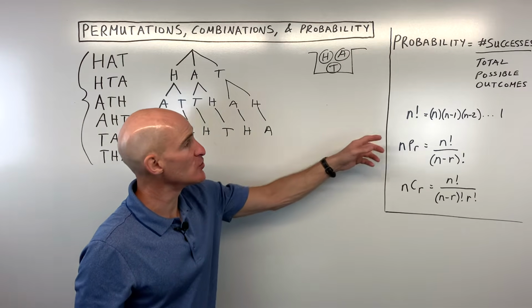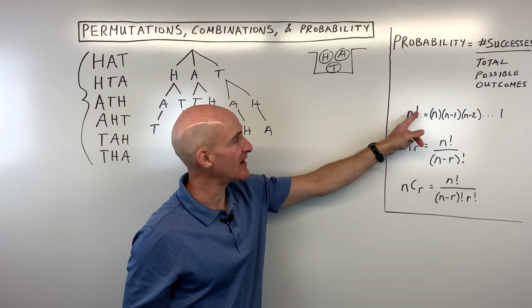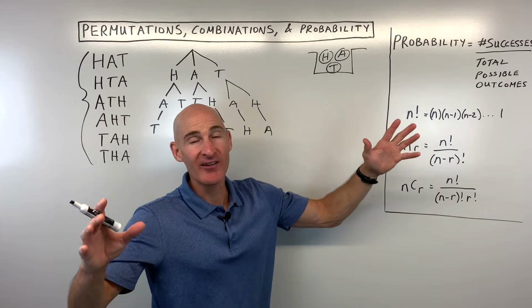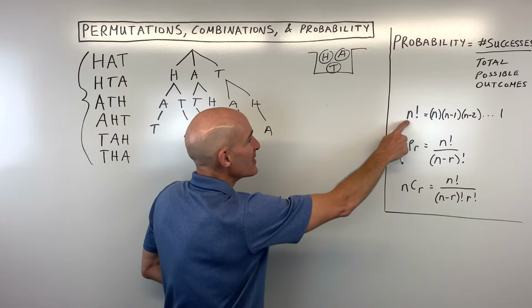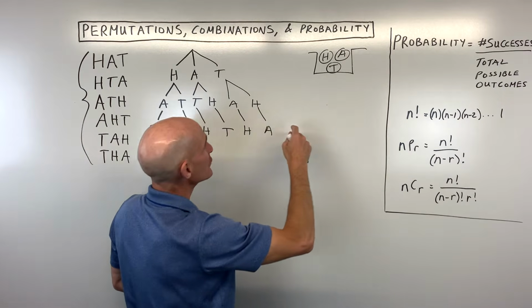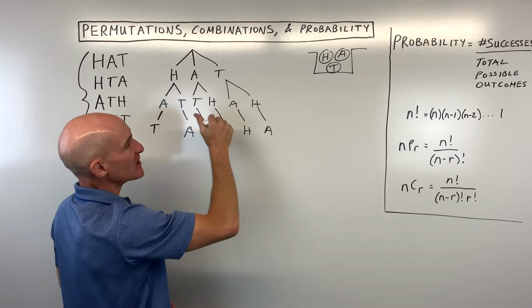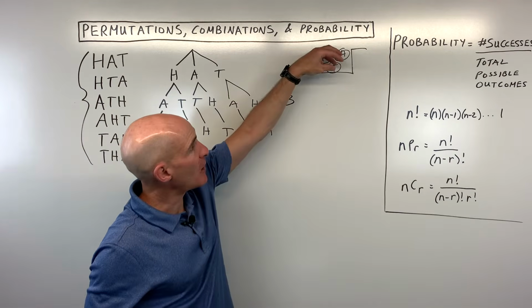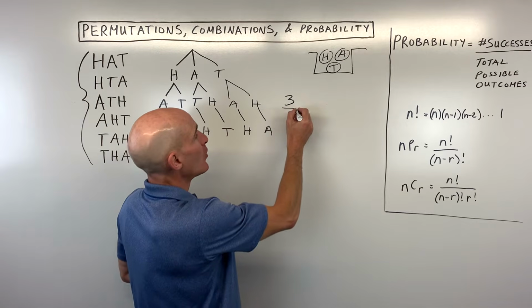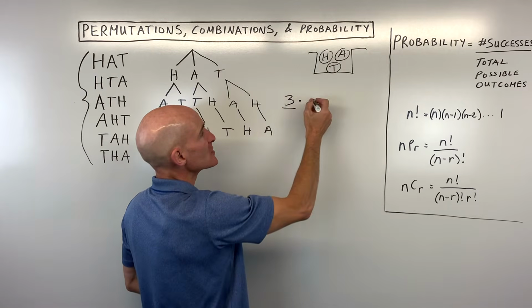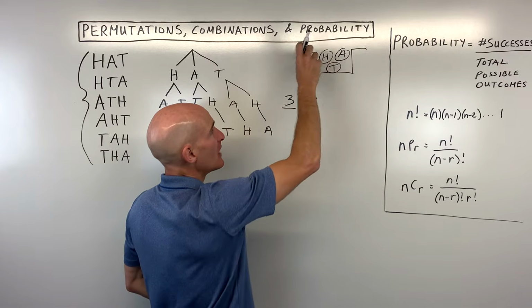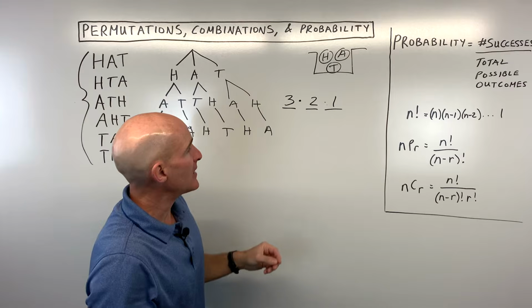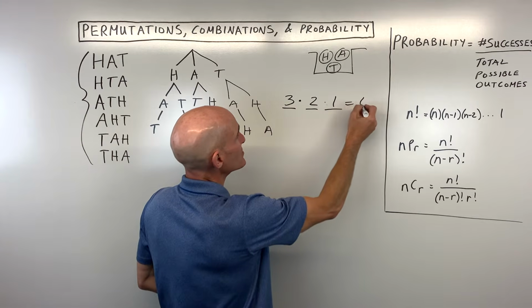Another option is to use what we call a factorial. See that exclamation point there? That doesn't mean "yay." It means you take the number and multiply down to 1. In this case, we had three letters, H, A, and T. There are three possibilities for the first letter we pick out. Once we pick out that first letter, there are two choices for the second letter. And lastly, there's only one letter for the final choice. So this is really 3 times 2 times 1, which is 6.